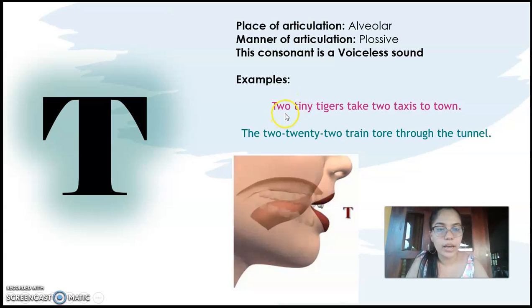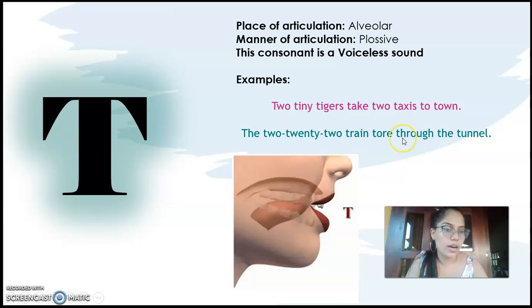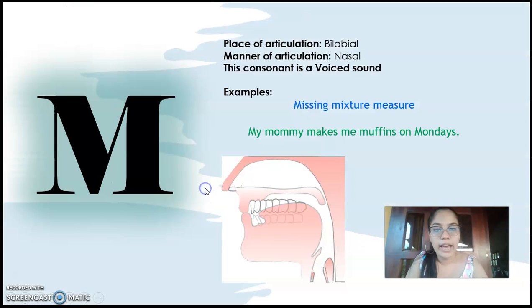Some samples could be: two tiny tigers take two taxis to town. Another example: two train tore through the tunnel. Here it is different because the TR is another symbol, so here the pronunciation is different. But in this case, the pronunciation is train.